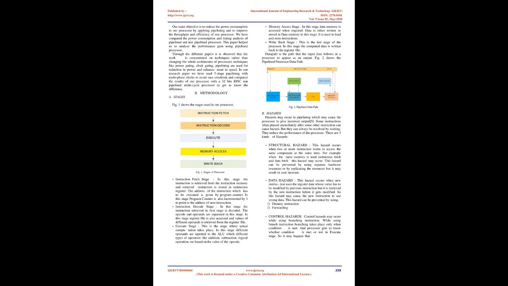Through the different papers it is observed that the work is concentrated on techniques rather than changing the whole architecture of processors. Techniques like power gating, clock gating, and pipelining are used for reduction in power and enhancement in speed. In our research paper we have used 5-stage pipelining with multiphase clocks to avoid race condition and compared the results of our processor with a 32-bit RISC non-pipelined multi-cycle processor to get to know the difference.